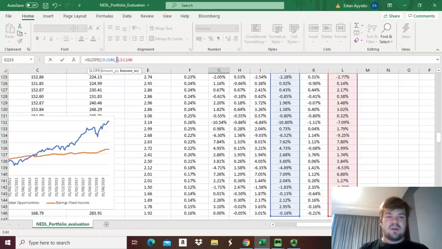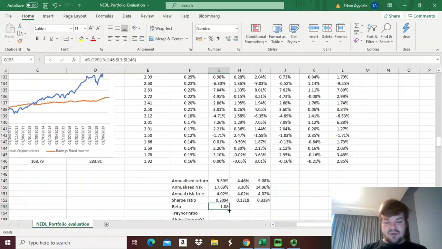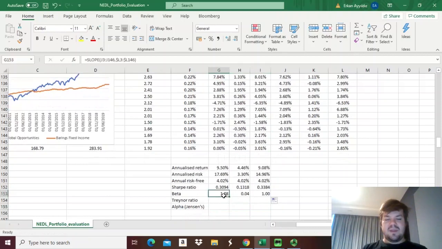And here we need to lock the columns in terms of the benchmark, because the benchmark is the same for all portfolios in that case. So we enforce the formula, drag it to the right, and see that the beta of Alice's portfolio is 1.08, which is considered higher than the market that has a beta of 1 by definition, because it's always the case that if the market goes up or down by 1%, the market goes up or down by 1%. So as the market has a beta of 1 by definition, everything with a beta greater than 1 is more risky than the market.